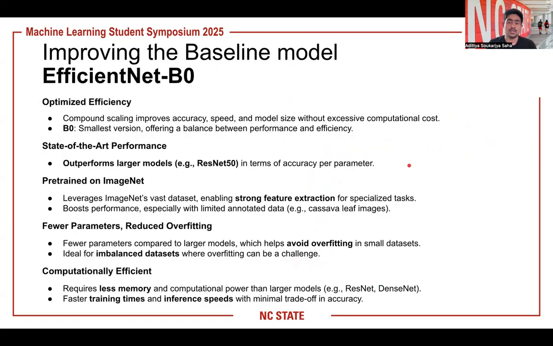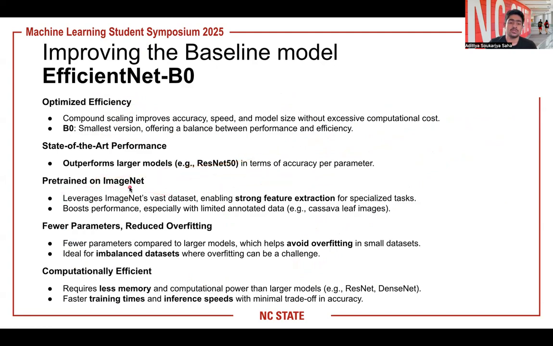So for upgrading the baseline model, we use EfficientNet B0, which has optimized efficiency because it uses compound scaling, which improves accuracy, speed, and model size without excessive computational cost. Since we use the B0 version, it offers a balance between performance and efficiency, being the smallest version. It also outperforms larger models like ResNet 50 in terms of accuracy per parameter.